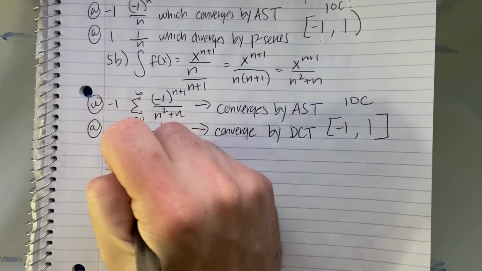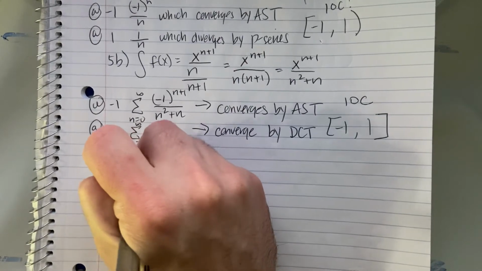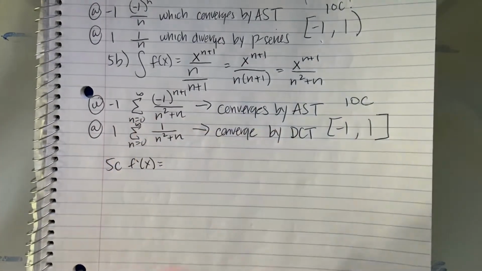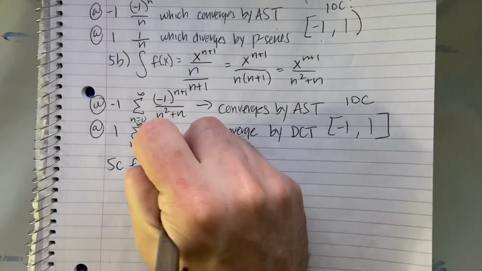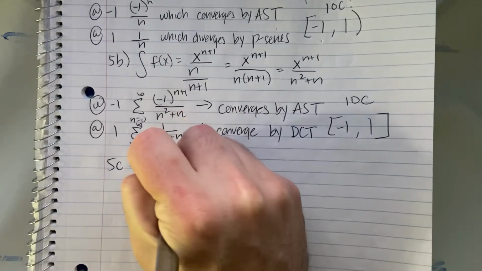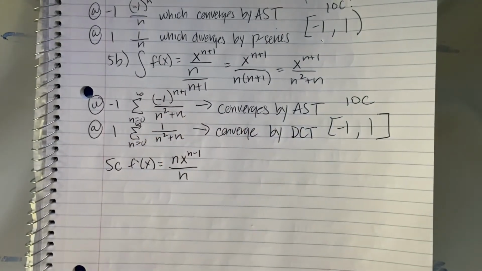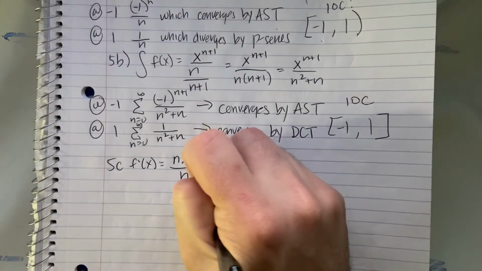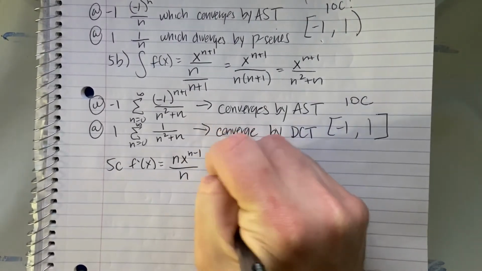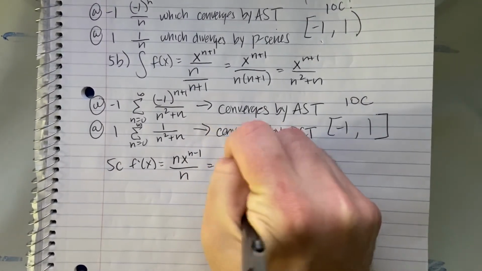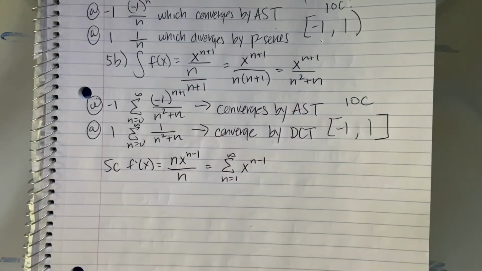The last one is to take the derivative of the original. So what is the derivative of x to the n over n? Well, you bring the n down, the power goes down 1. What happens to the n's? They cancel. So this is the sum from n equals 1 to infinity of x to the n minus 1.